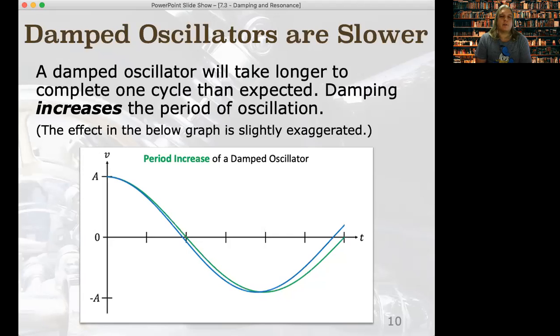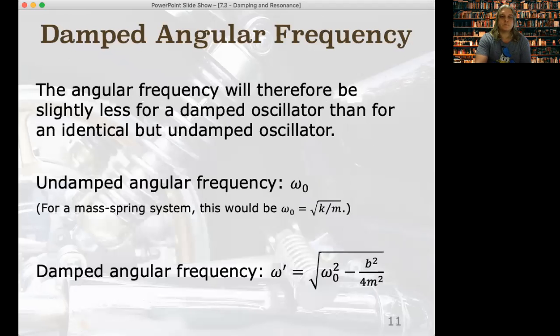If you start both of these oscillators at amplitude A at time 0 and let them go, they're both showing the reduction in amplitude we get from damping, but the green one shows that we also get an increase in period. Right? The time it takes to do an oscillation will be slightly longer as well. So we get a reduced amplitude compared to undamped, and we also get an increased period or a reduced angular frequency. So the angular frequency will be slightly less.